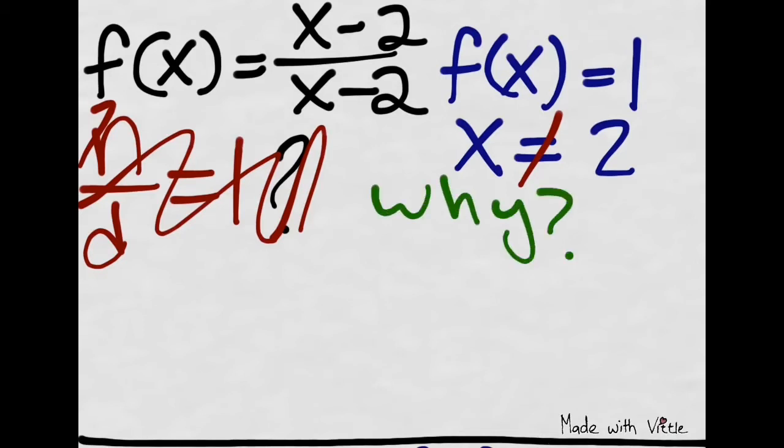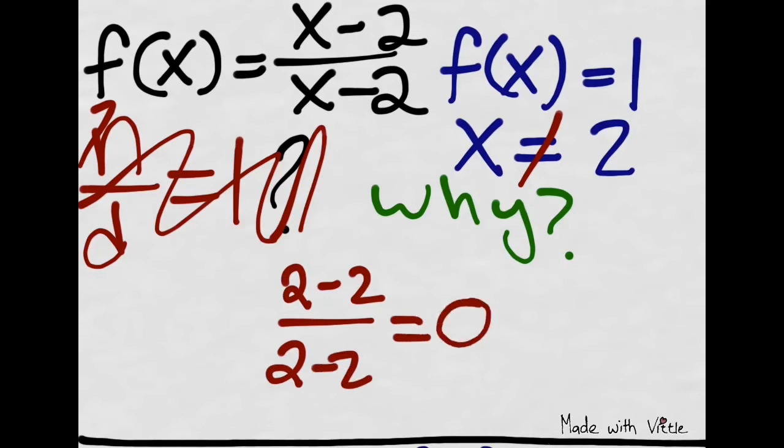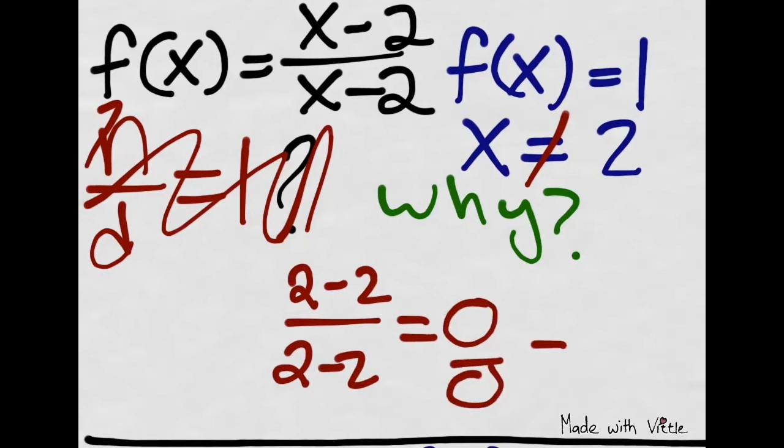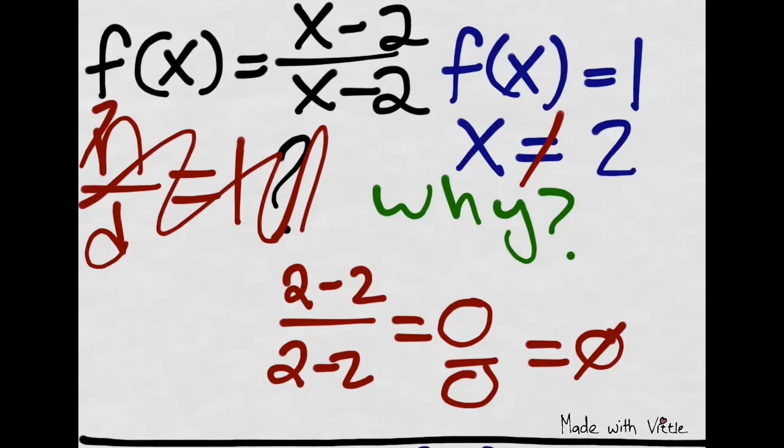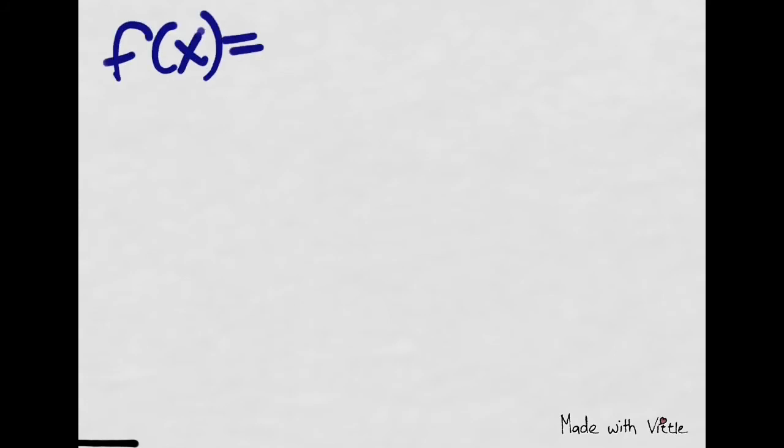Why? Well, this is fairly simple, but also a little bit complicated. Complicated in that it's undefined, but simple in that 2 minus 2 equals 0. 2 minus 2 over 2 minus 2 is 0 over 0, and that makes a function undefined. A lot of mathematicians are arguing over whether 0 over 0 is undefined or 1, or it's undefined. Until they make up their minds, it's undefined.